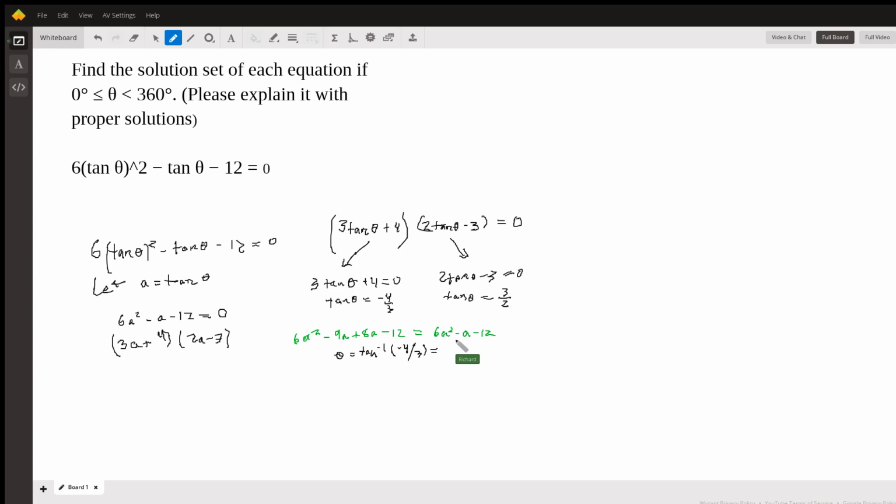My calculator gives me, sorry, -4/3 is from this one, -53.1 degrees. And when I do the other one, I'm going to get theta equals the inverse tangent of 3/2, and the inverse tangent of 3/2 on my calculator gives me 56.3 degrees.